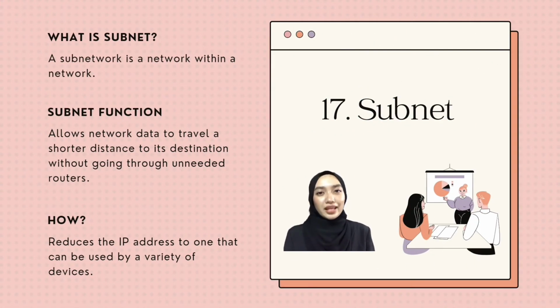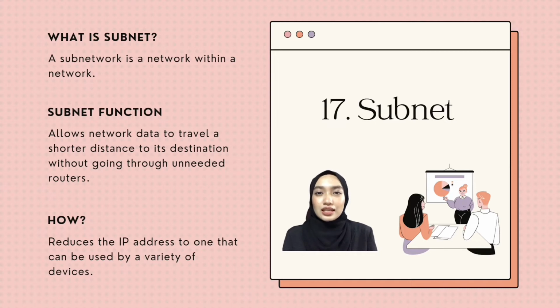Next, we move on to subnet. The subnet, also referred to as a subnetwork, is a network within a network. Subnets improve the efficiency of networks. Subnetting allows network data to travel a shorter distance to its destination without going through unneeded routers. The way IP addresses are built makes it very easy for internet routers to discover the proper network to route data into, as seen in the preceding example.